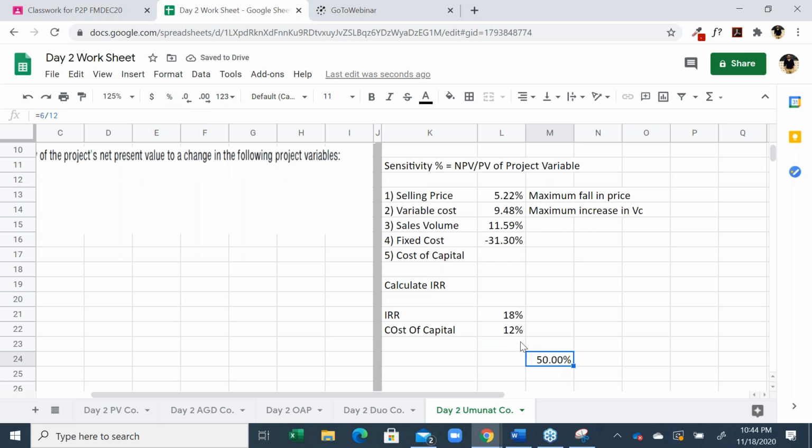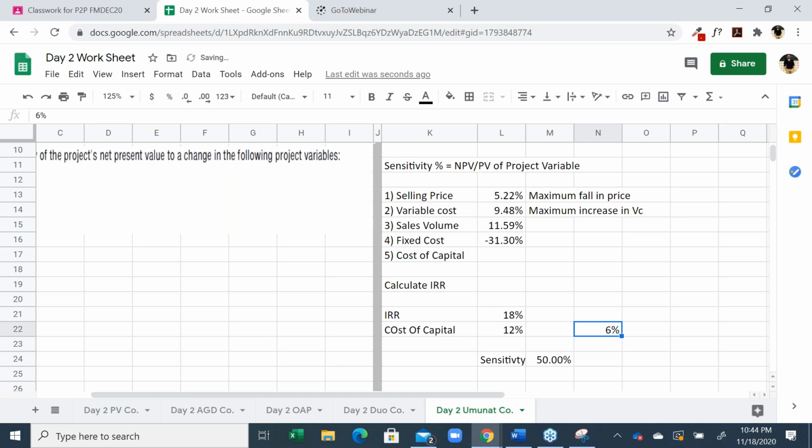So we can say if our cost of capital increases by 50%, the NPV will be equal to 0, and that's called sensitivity of the project towards its cost of capital. Now, what mistake will most students make if they are asked to calculate sensitivity? They will calculate IRR and simply compare it with the 12% and say that the change is 6%.